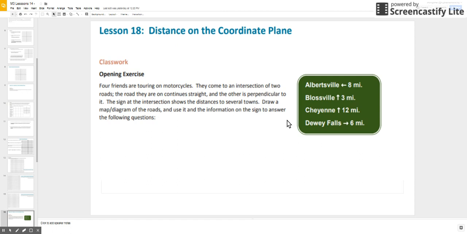All right, hello, students. Today we're moving on with lesson 18, distances on a coordinate plane. So we're going to find how we determine distance between 2 points on a coordinate plane. So let's go over the opening exercise.